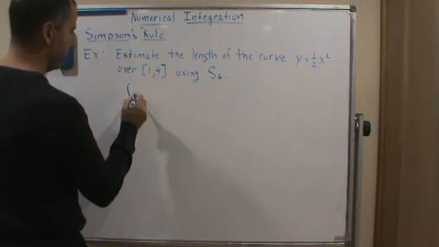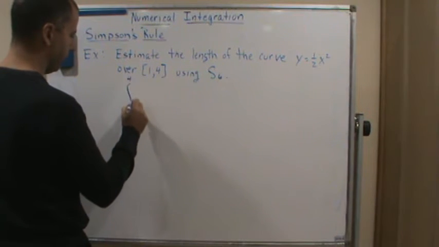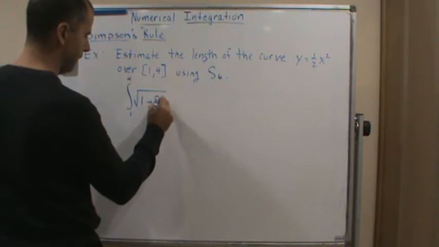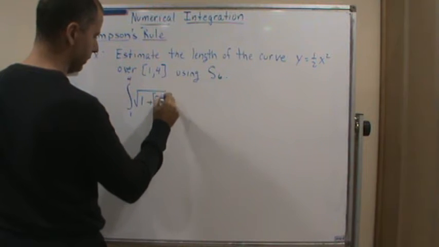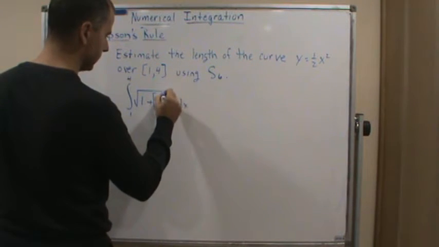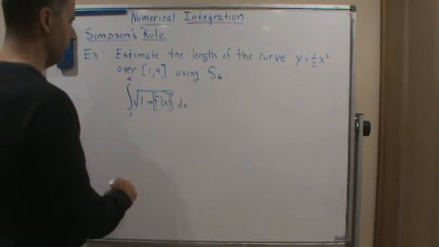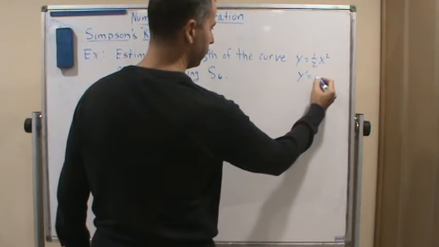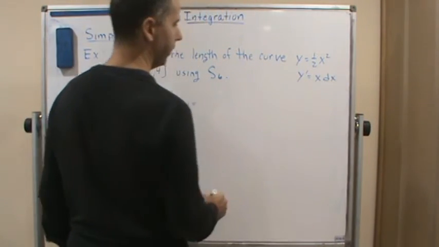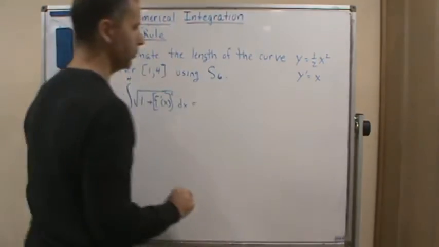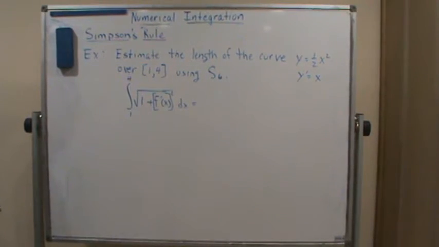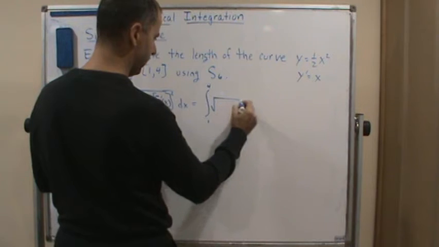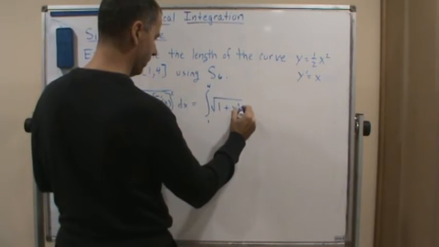So in this case, from 1 to 4, it's the square root of 1 plus f prime of x quantity squared dx. Now in this case, the derivative, y prime, equals x. So it's going to simplify to the integral from 1 to 4 of the square root of 1 plus x squared.